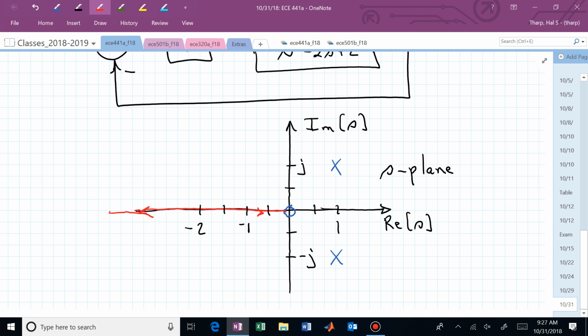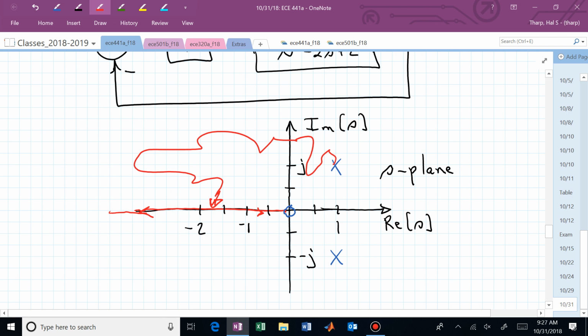Any thoughts? What do we know? Do we know that the root locus does this? Try not to pick up my pencil so that I can erase this with one action. Does the root locus look like that? That messy? No, root loci are pretty smooth.